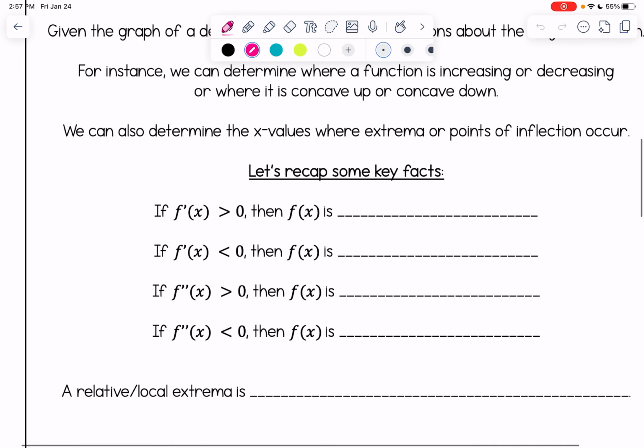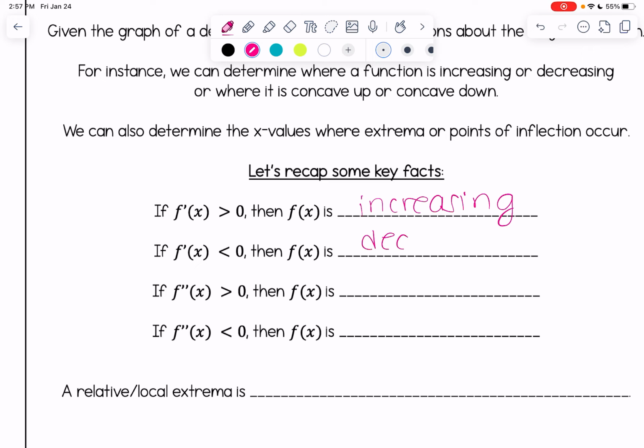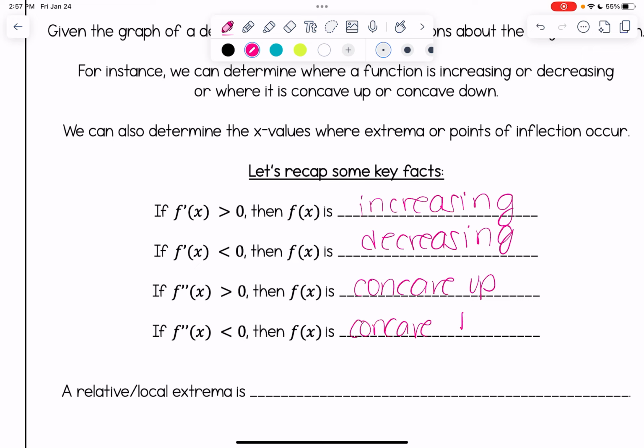If the first derivative is positive, that tells us that f of x is increasing. If the first derivative is negative, that tells us f of x is decreasing. If the second derivative is positive, then f of x is concave up. If the second derivative is negative, then f of x is concave down.